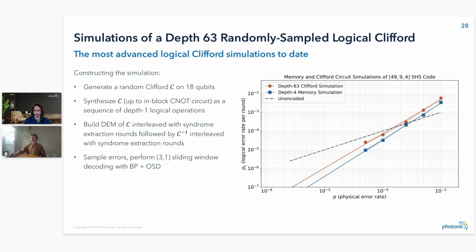I should say that what you're seeing here is kind of a per round logical error rate. So the logical error rate is obviously going to be worse the deeper you go, kind of no matter whether you're doing memory or logic. But what we're seeing here is kind of a characteristic error rate you should expect per depth 1 logical circuit that you implement.